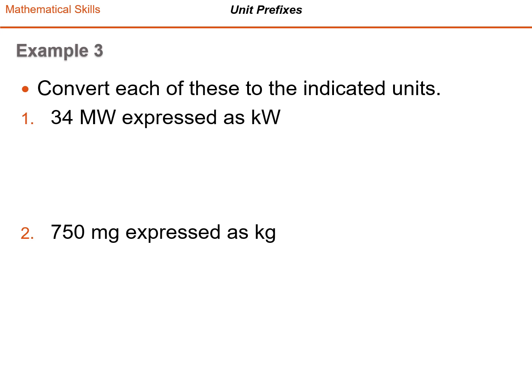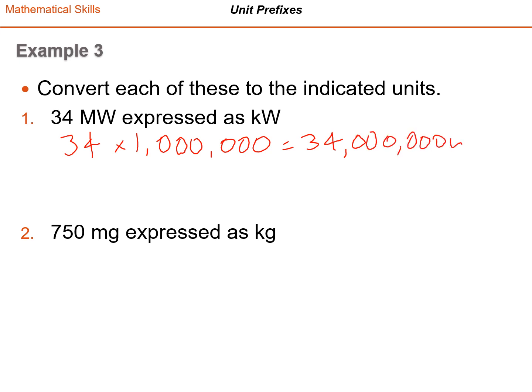So let's do this first one here. Here we've got 34, and we're going to multiply it by megawatts. Now hopefully you can remember the number, or that standard form, the exponential, that mega represents, and it is a million. So we do 34 times a million to get 34 million watts. What we now need to do is take that 34 million watts and put it into kilowatts.